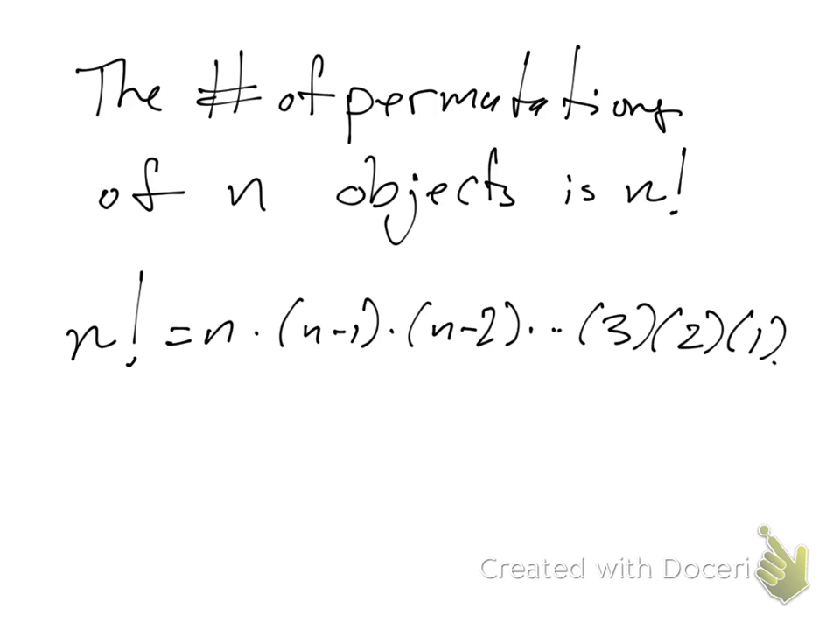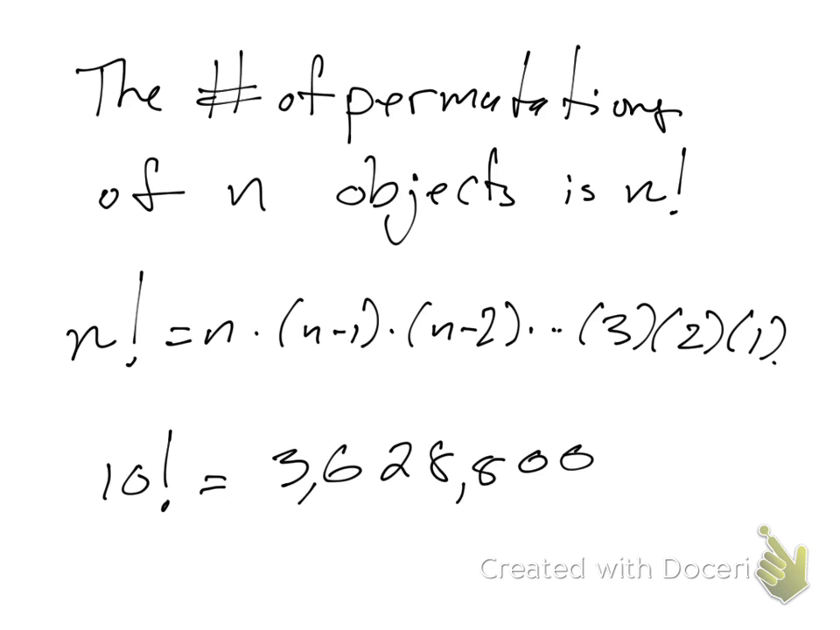Your calculator on your phone should have an exclamation point button that calculates factorials. But as you will quickly discover, these numbers get very large very quickly. So for example, 10 factorial is equal to 3,628,800. And then 11 factorial is that times 11, and then 12 factorial is that times 12, and so forth. And this just gets very, very big very, very quickly.